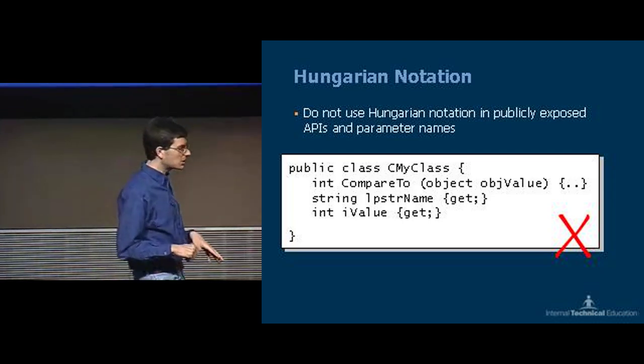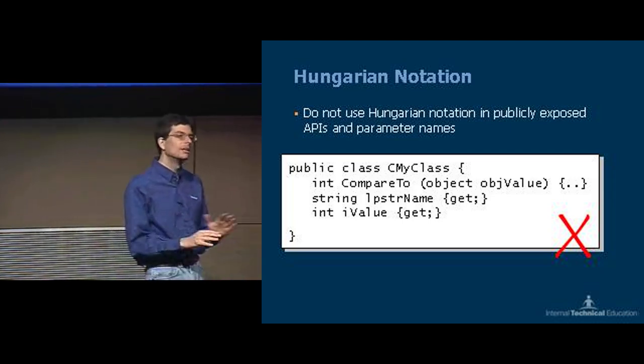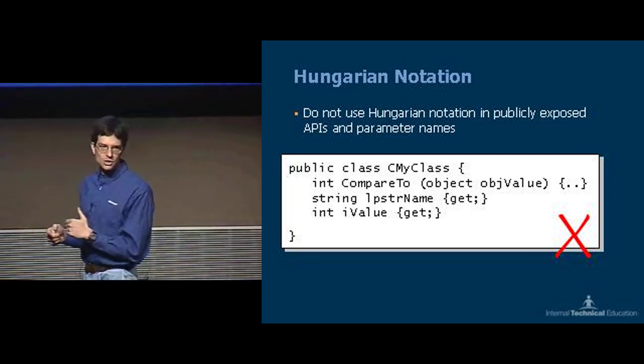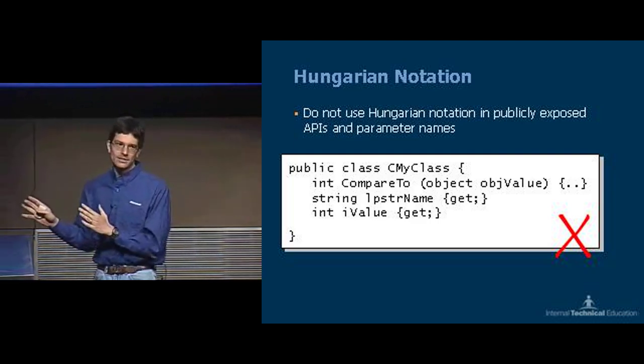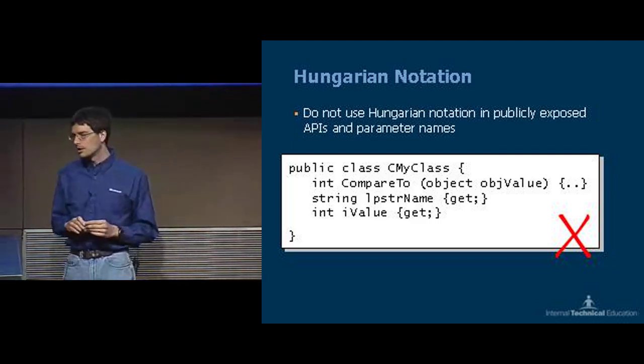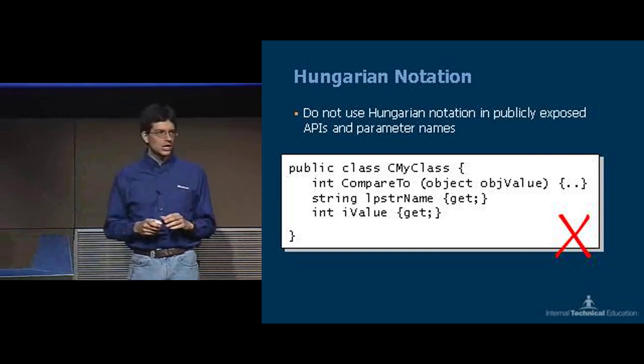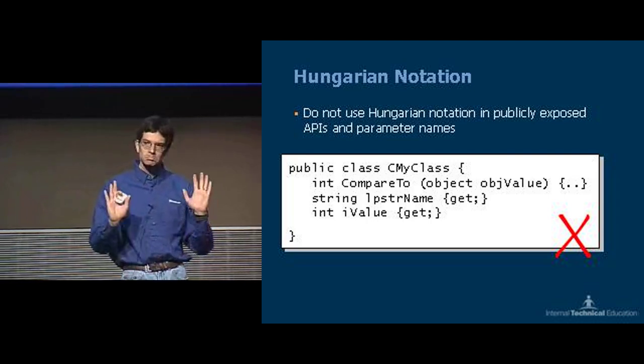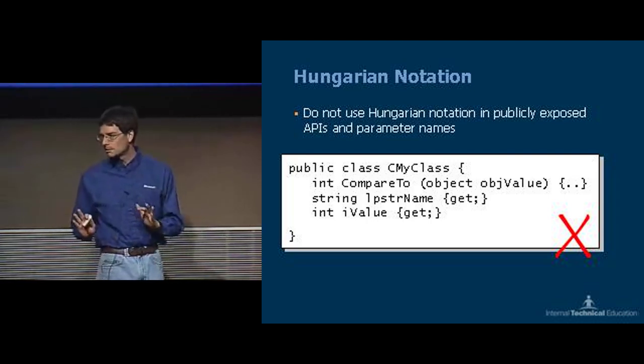I think Hungarian notation was great at the time. It was really needed, but I think it's outlived its usefulness, and developers are very happy to see it go. So don't use Hungarian notation at all in your public APIs. What you do in your private implementation is up to you, but not in the public APIs.